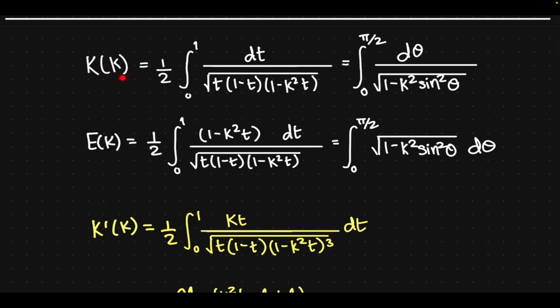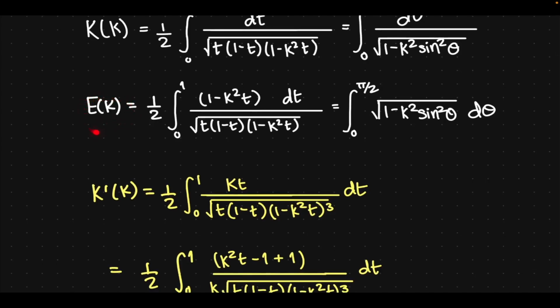Capital K of k is going to be the elliptic integral function of the first kind, which is the integral from 0 to pi over 2 of d theta divided by the square root of 1 minus k squared sine squared theta. Now, with a couple of substitutions, you can rewrite this as 1 half integral 0 to 1 dt over the square root of t times (1 minus t) times (1 minus k squared t), and this is the form we're going to use for this video.